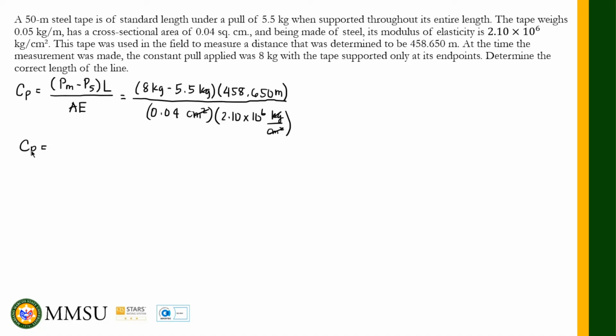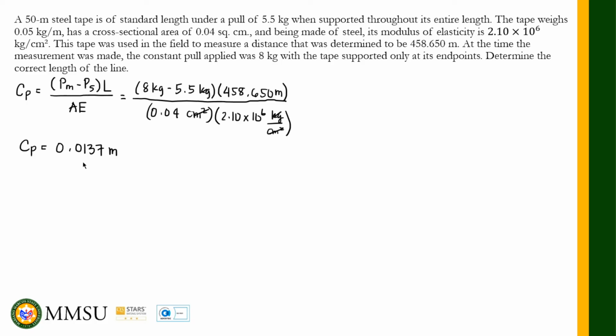So 8 minus 5.5 multiplied by 458.650 divided by 0.04 times 2.10 exponent 6. We have 0.0137 meters. And then we have the correction due to sag.